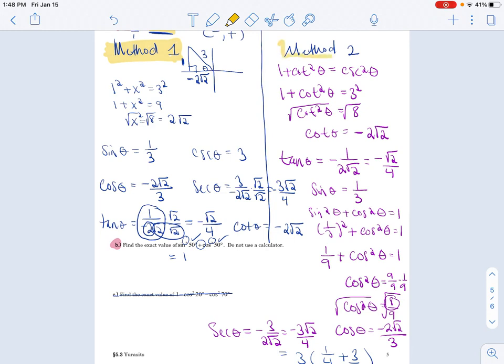The advantage of using method 2, you're practicing some algebra skills, which is super important because we need them forever as we keep going on in mathematics. And the other thing is it gets you more comfortable with these identities that are going to come back into play in a couple weeks.